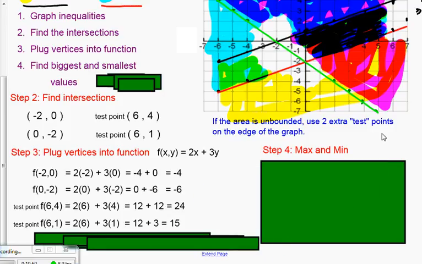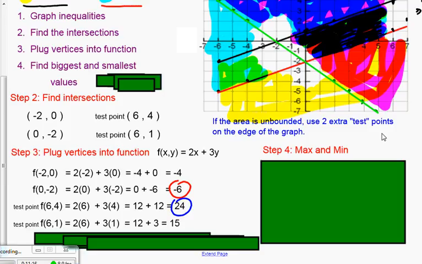Now that we have plugged everything into our function and we've solved things out, we can look and decide, okay, where are we at our maximum, where are we at our highest, and where are we at our minimum, our lowest? Well, our minimum occurs right here, at negative 6. That's the lowest spot that we can get. And our maximum occurs right here at 24. That's the highest spot that we can get.